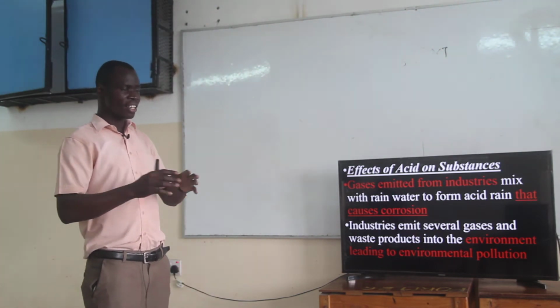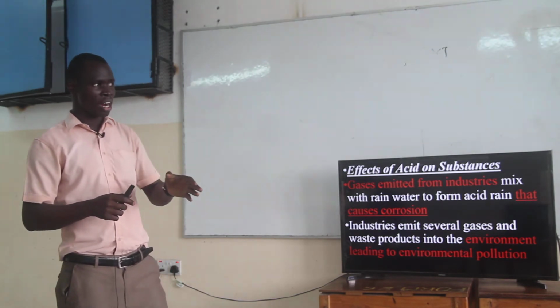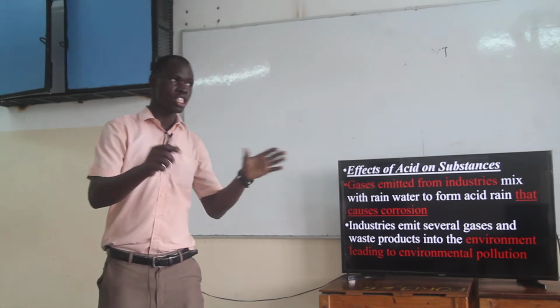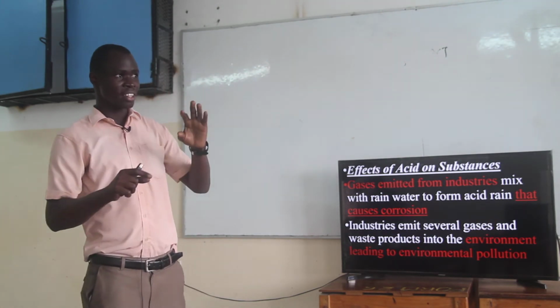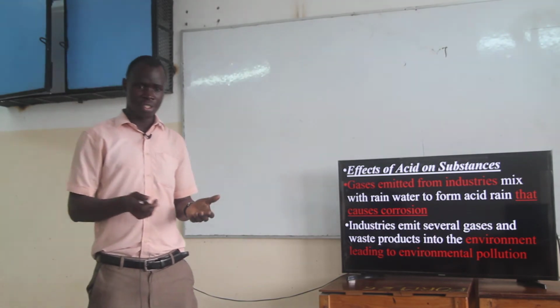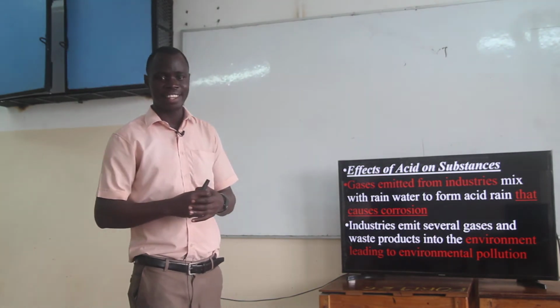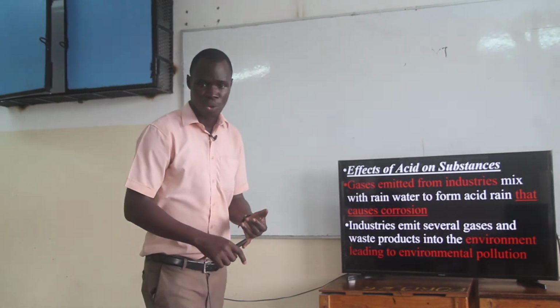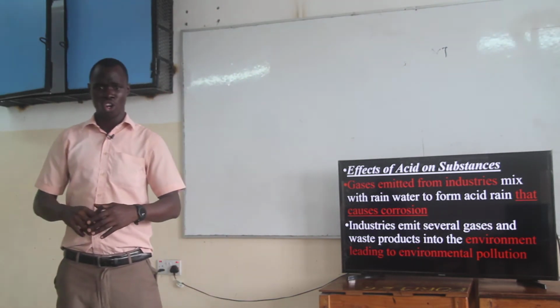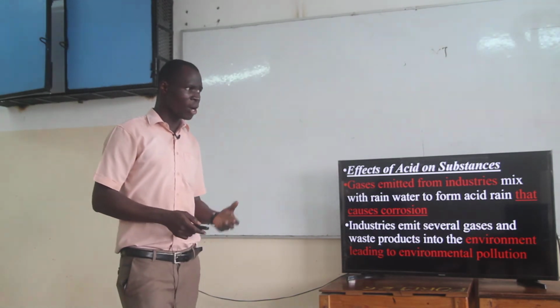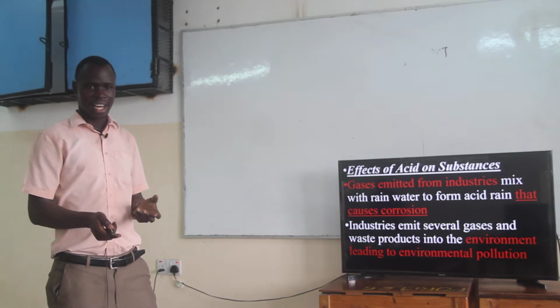Corrosion, you find that when you look around, you look at the stonework, for example your apartment before it's painted. You look at the iron sheets and such kind of things. When you look at them, you are going to find that they are corroded. So we have the roofs, we have metallic surfaces, we have stonework. They are going to be damaged by acid rain, and that's what we call corrosion.